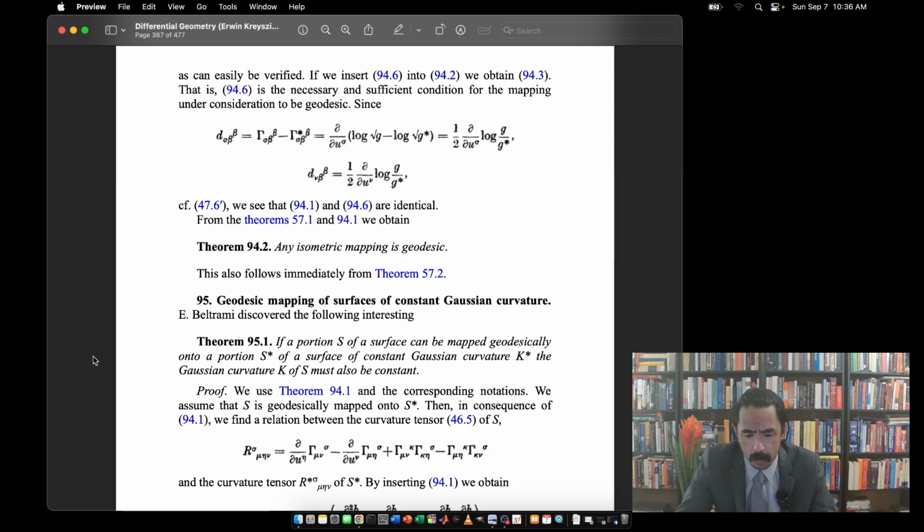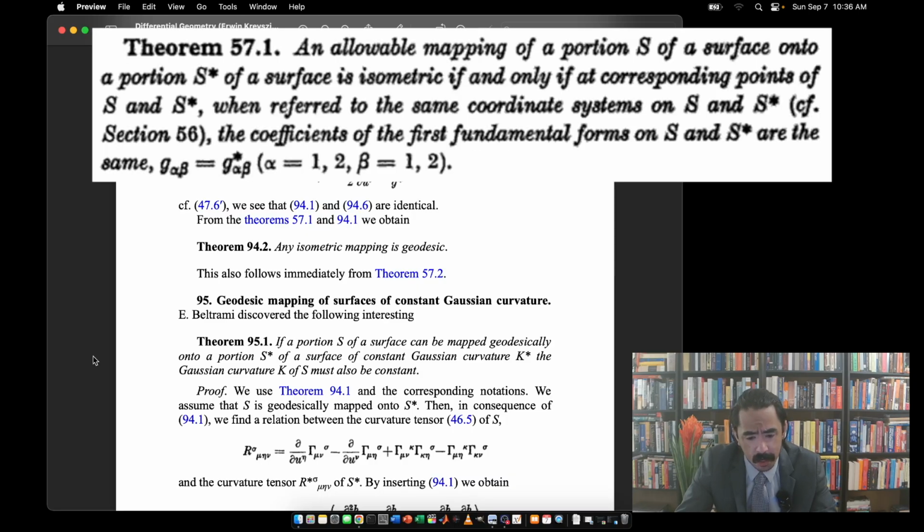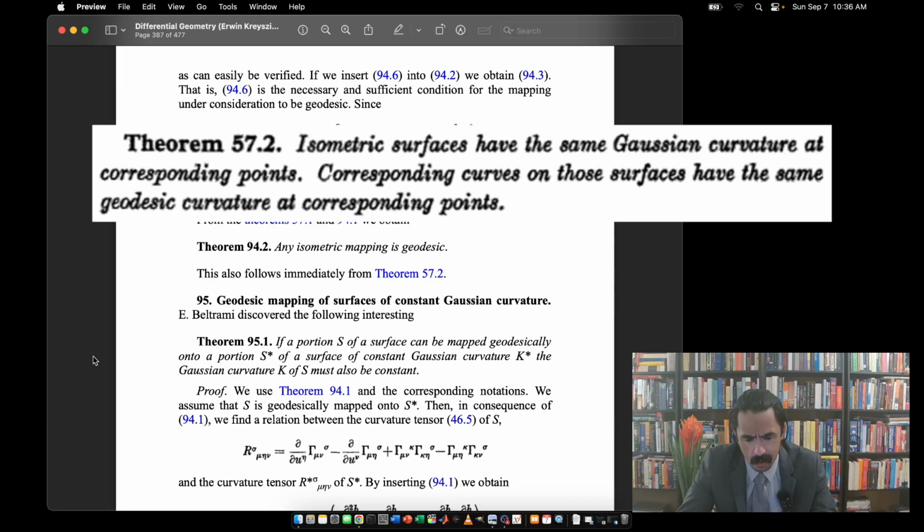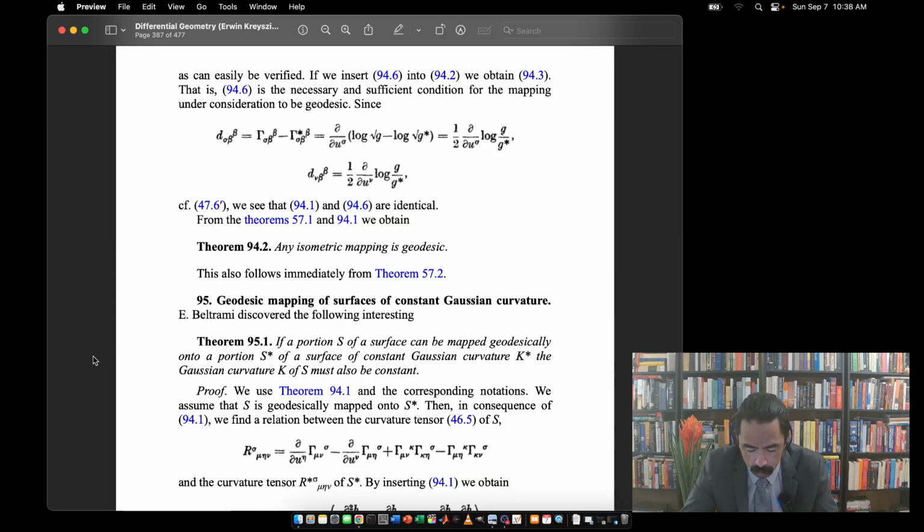And thus, from theorems 57.1 and 94.1, we obtain theorem 94.2, which states that any isometric mapping is geodesic. This also follows immediately from theorem 57.2. To save time from reading theorems 57.1 and 57.2 in their entirety, I'm just going to put them on the screen. Those have come up multiple times in this last little end of the book. So, moving on. Section 95.